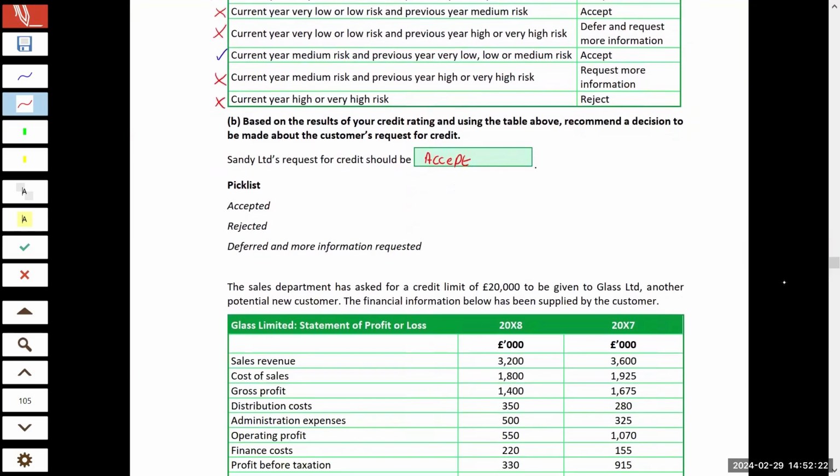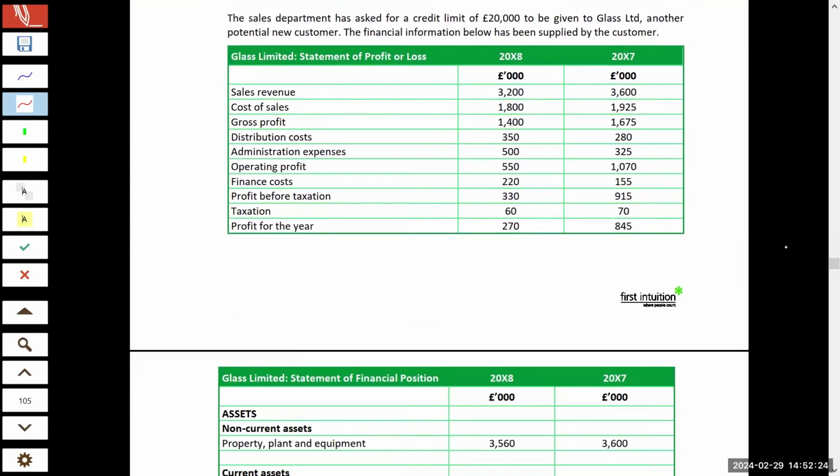Terrific. Now, we're not done just yet. Plenty more to come. More ratios, a lot more that we need to deal with. So let's continue to pluck our way through this, okay? We're told that the sales department has asked for a credit limit of £20,000 to be given to Glass Limited, who is another potential new customer.